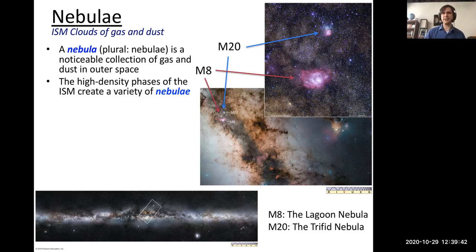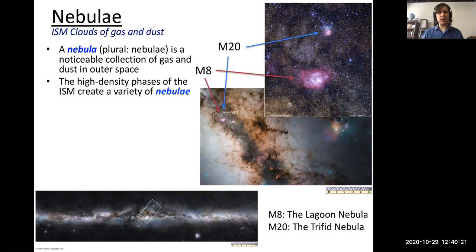They are the higher density phases of the ISM, and that means that we can visually see them. We can see them because of the dust blocking the view of light, like these dust lanes in the Milky Way near the core, or because they are emitting their own light, like the Lagoon Nebula here at M8, or the emission nebula up here in the Trifid Nebula, or perhaps we're seeing reflected light, this reflection nebula above the Trifid Nebula. And here you can see them in context within the Milky Way. So these are all collections of gas and dust in outer space. So these are all nebulae, and there are several different types of nebulae.